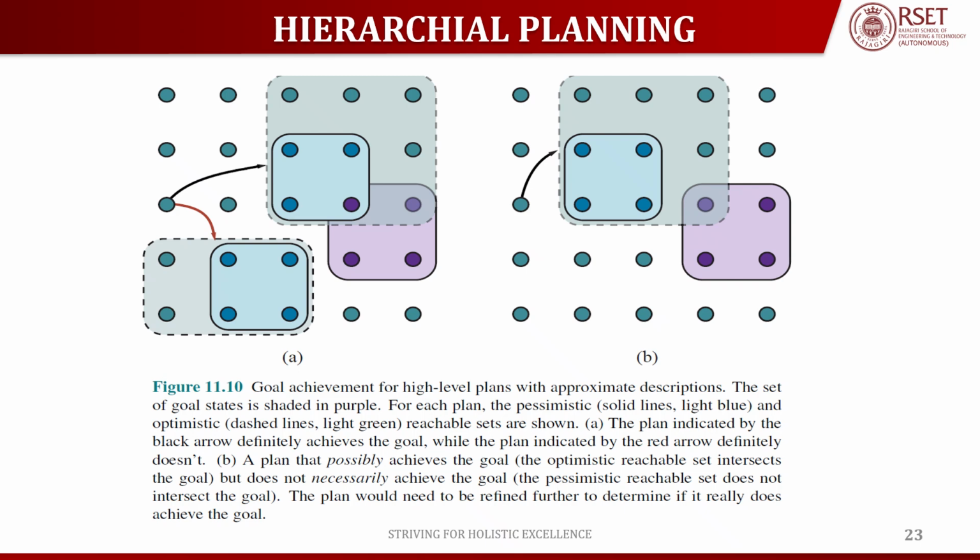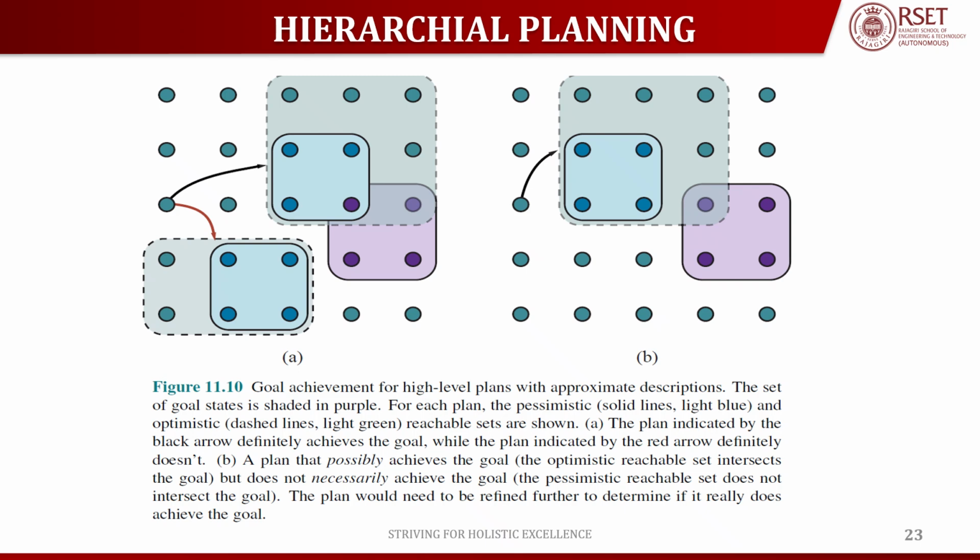In part A, you can see two possible plans. The black arrow shows a plan that definitely reaches the goal because its reachable area overlaps with the goal region. The red arrow shows a plan that looks promising at a high level, but when we look closer, it may not actually reach the goal. In part B, we refine the plan further.